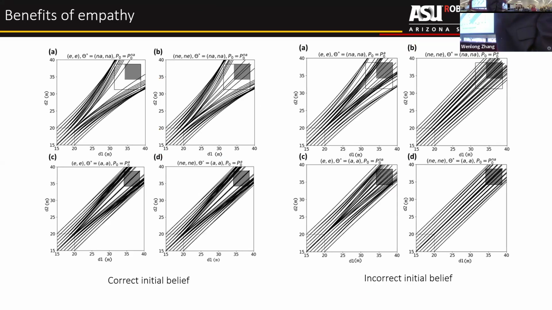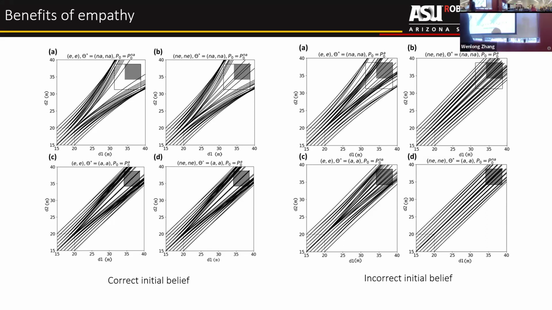This is another figure that I think probably takes a little bit of time to fully explain, but what I was trying to show you is this. This is the figure that shows what happens when you have the correct initial belief of each other's aggressiveness, and this is what happens when you have incorrect initial belief. Okay, let's start with the correct one.